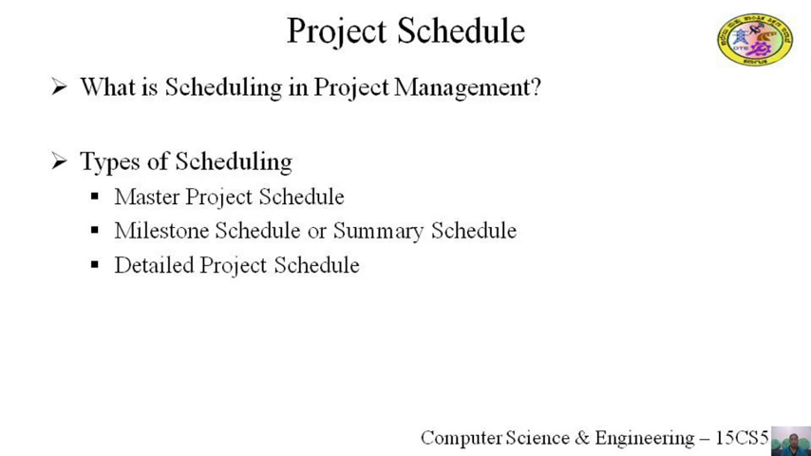Now let's try to understand what scheduling in project management is. Scheduling in project management is a listing of activities, deliverables, and milestones within a project. A schedule also usually includes the planned start and finish date, duration, and resources assigned to each activity.